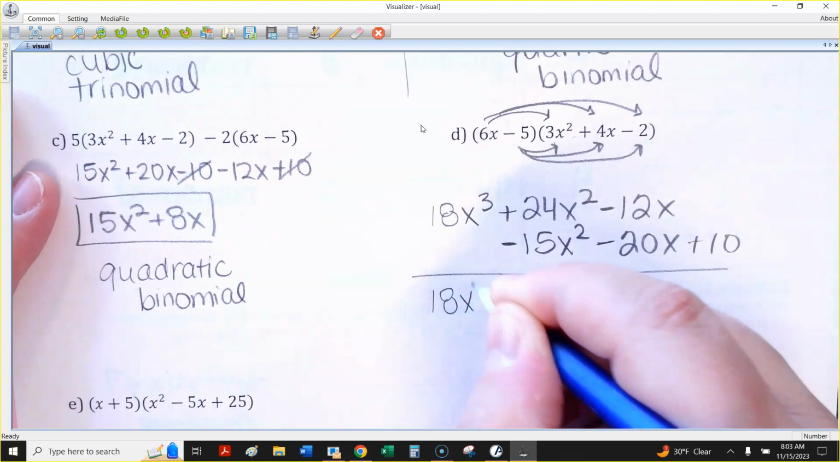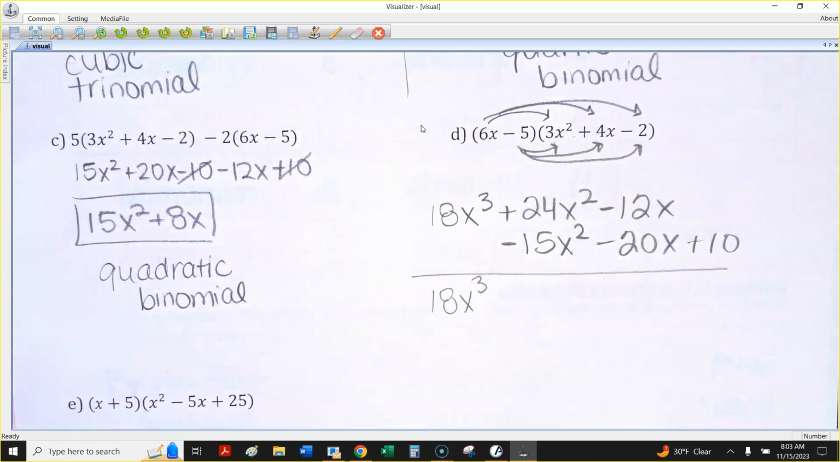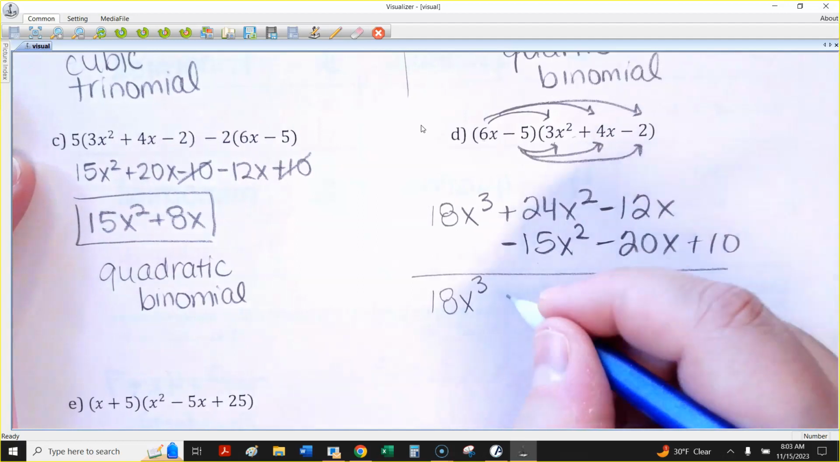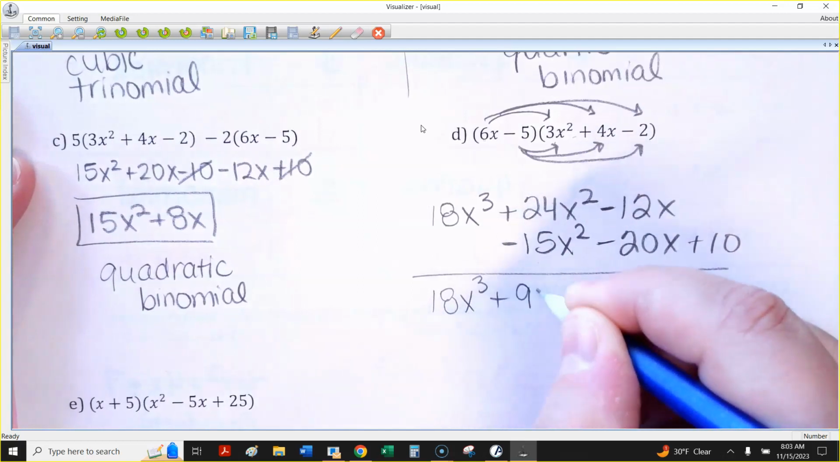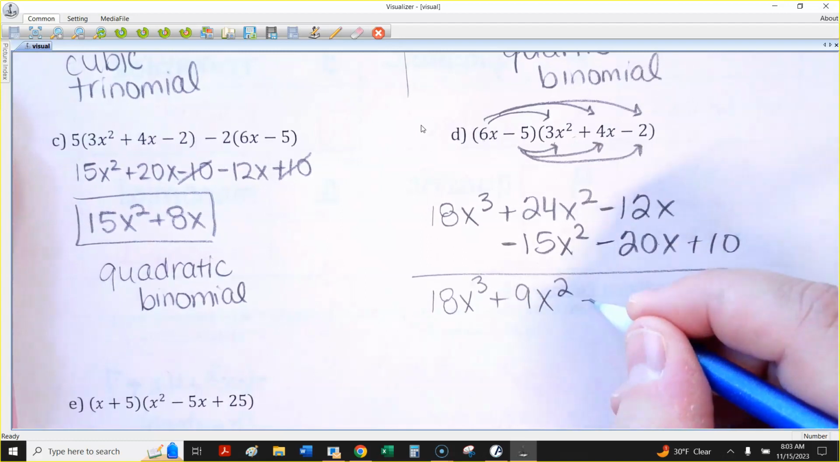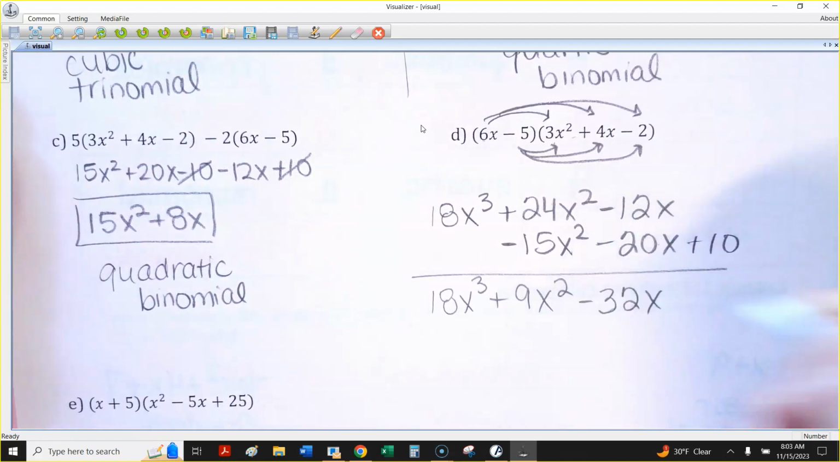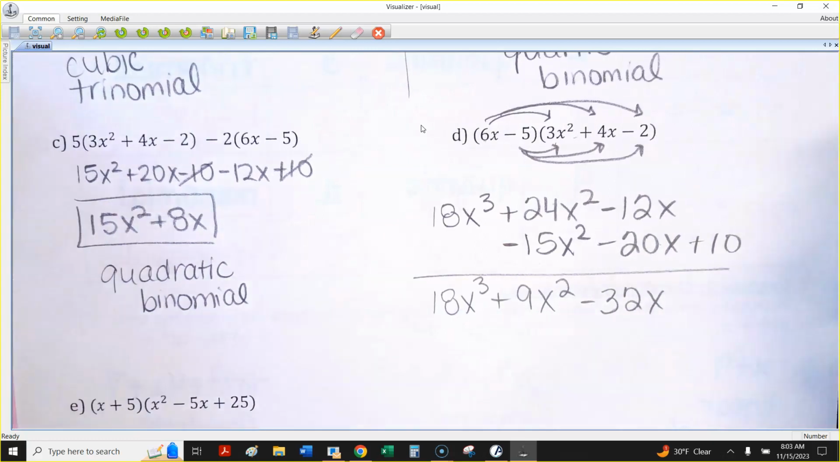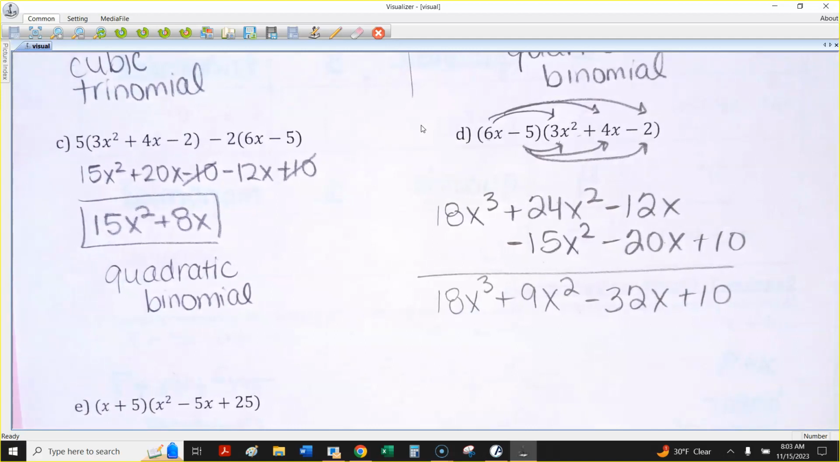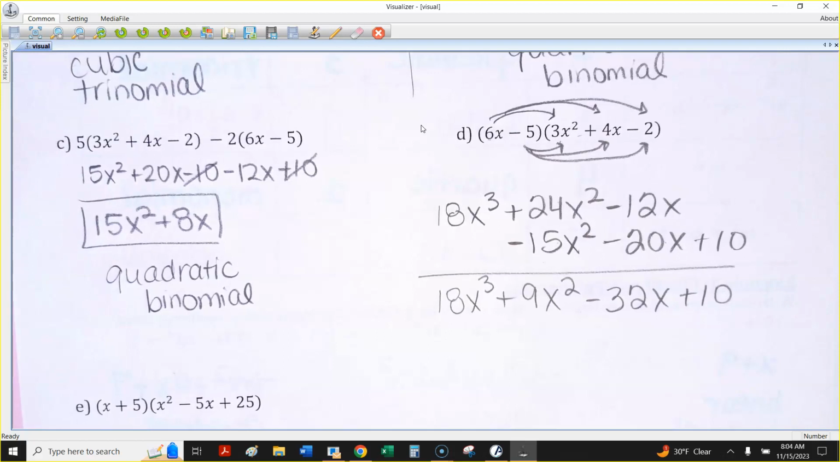So there's only one x cubed, just 18x cubed. Keep that by itself. 24 minus 15 is going to give you 9x squared. -12 and -20, we're going to get more negatives, so it'd be -32x. And then there's only one plain number, which is the 10, so nothing to combine that with. And you absolutely don't have to use that. I thought that was a cool way to combine like terms when you stack them right by each other. It makes it a little bit easier.